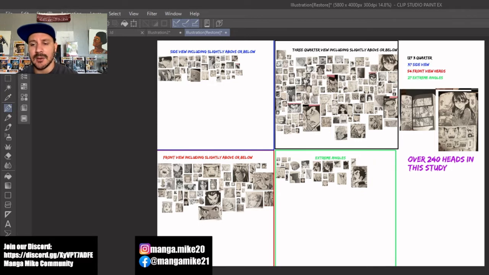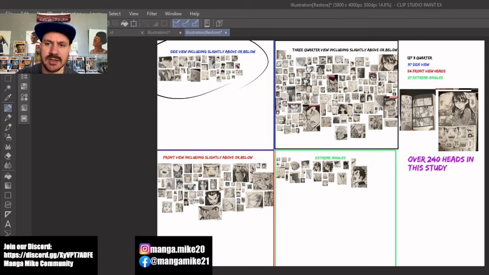Now the next thing that I wanted to talk about too is when these angles are used the most frequently. So the side view angle is actually one of the least frequent angles that you're going to use, and there's a reason for that.